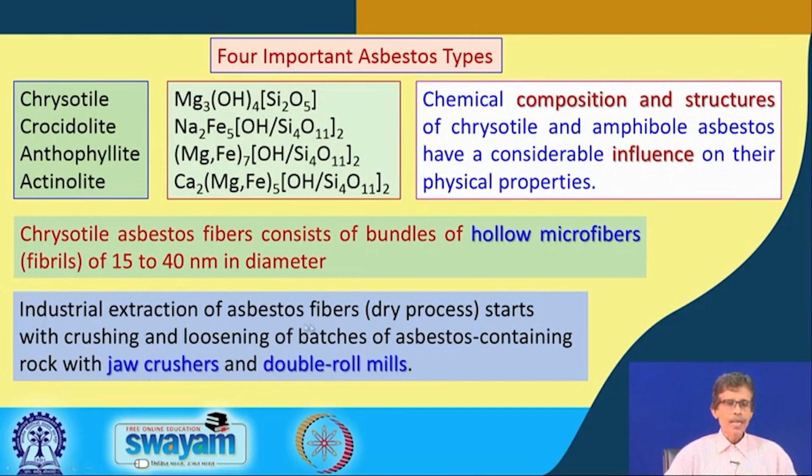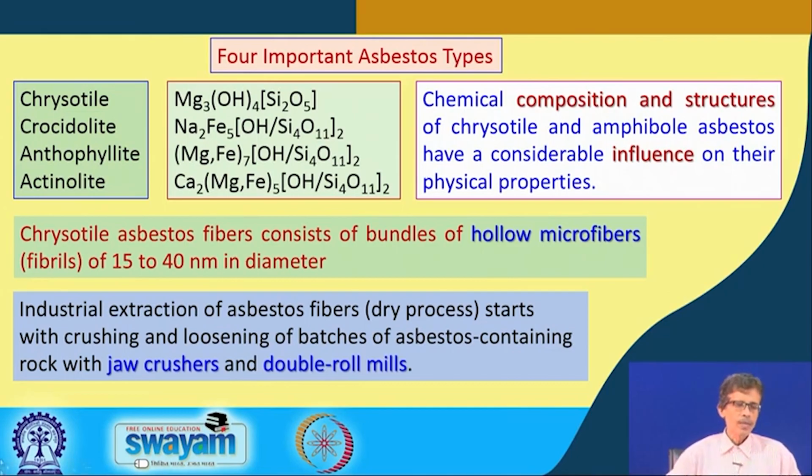So when we go for these asbestos fibers, we can have a particular process. Industrial extraction or industrial isolation can be done through a dry process. How does it start? It starts with crushing and loosening of batches of the raw asbestos materials which are coming out of the rock. So the rock material is the starting material. For the bulk rock material, we can go for the loosening of those rocks with the jaw crusher. The jaws can take out and then remove those fibers or the corresponding microfibers also.